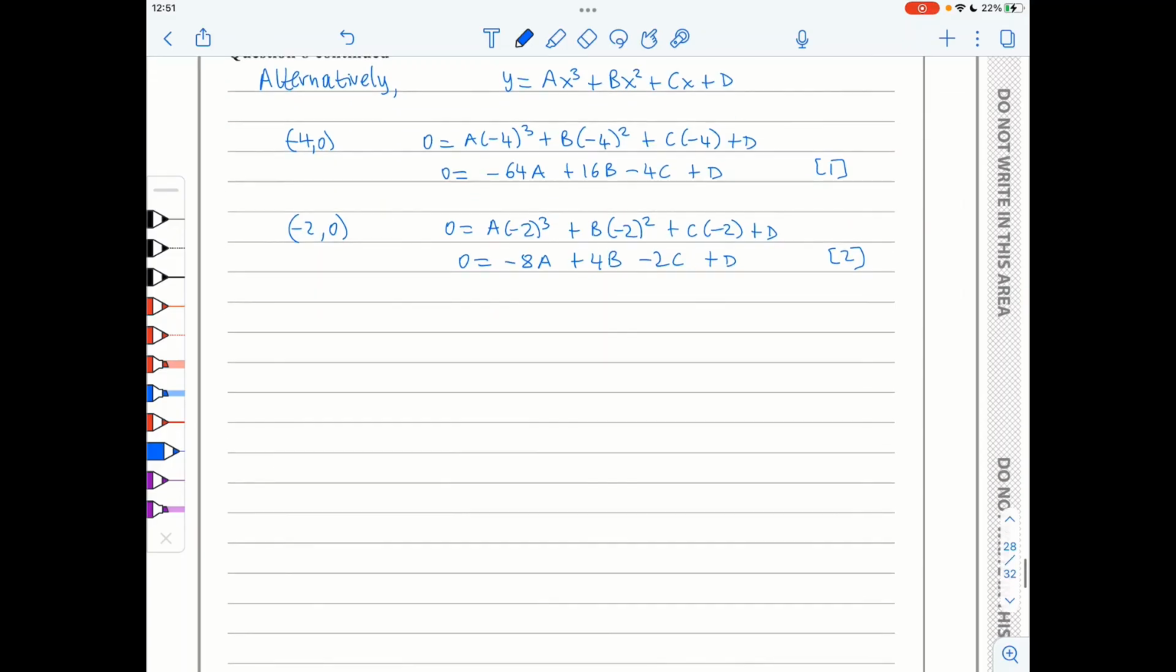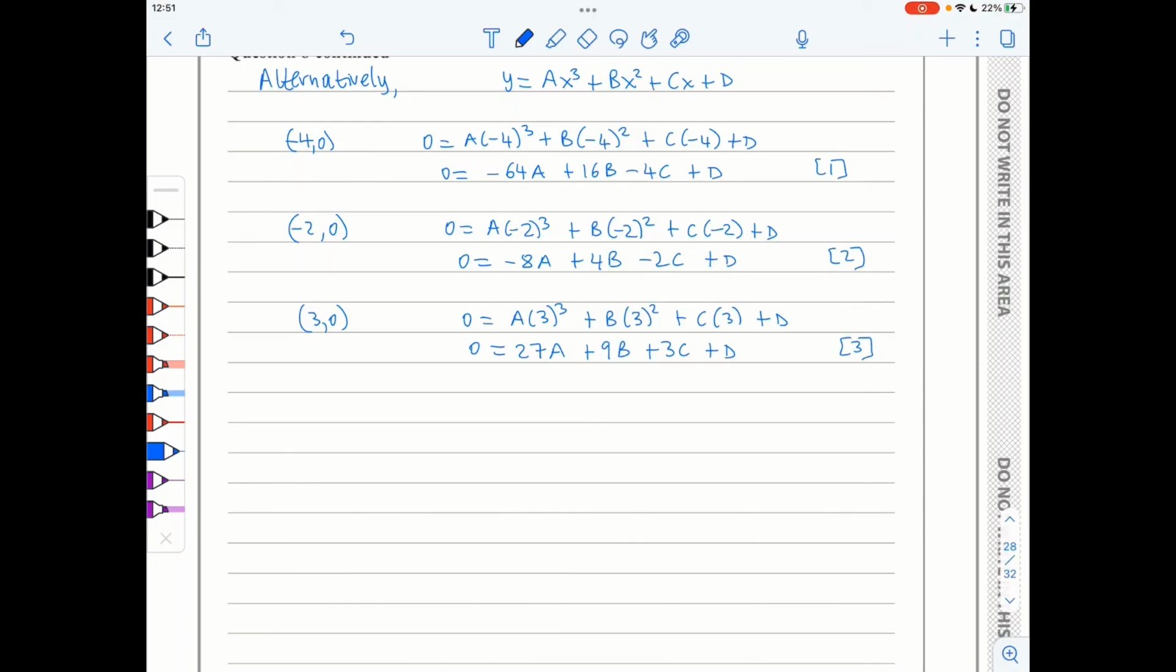We also know that we pass through (3, 0). So 0 is a times 3 cubed plus b times 3 squared plus c times 3 plus d, and this simplifies to 0 is 27a plus 9b plus 3c plus d, and we label this equation 3.